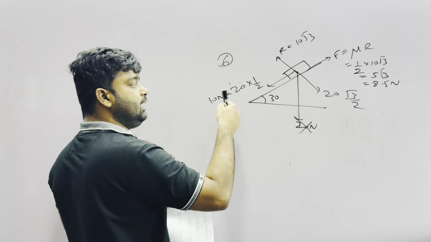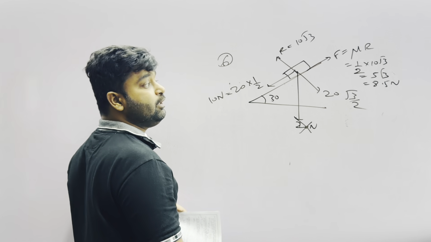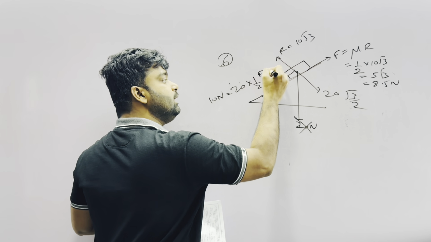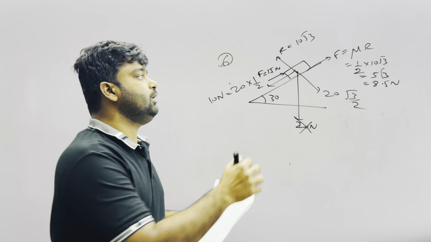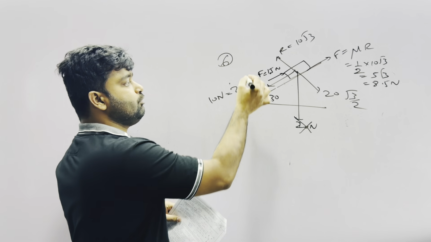Therefore, along the plane, the weight component is 10 Newton. The friction is only giving 8.5 Newton. We have to give extra 1.5 Newton to balance it. To keep in equilibrium, we have to give extra 1.5 Newton. Therefore, the best answer for question number 6 is first.